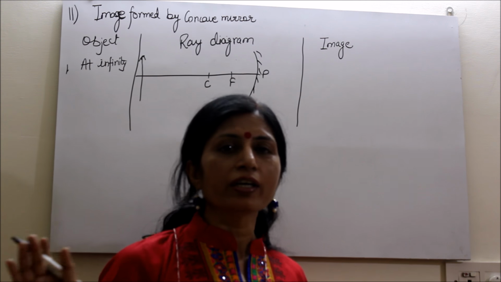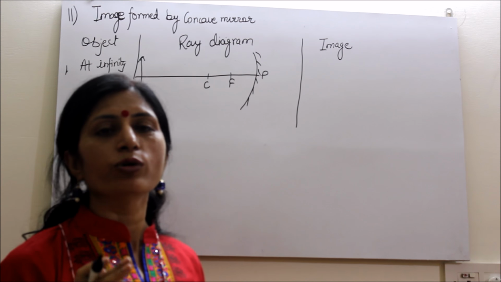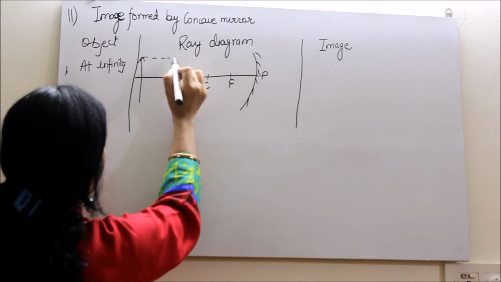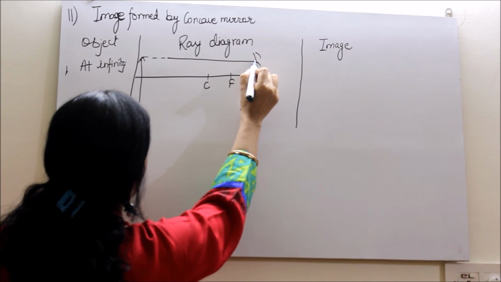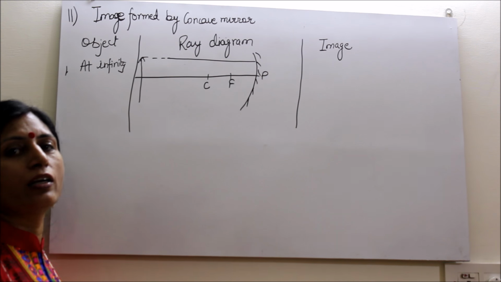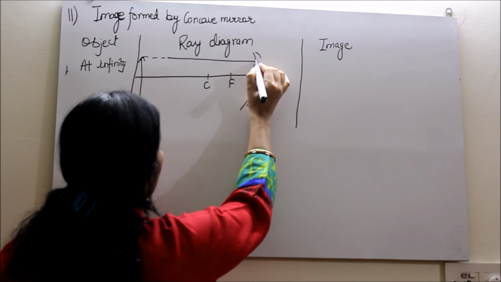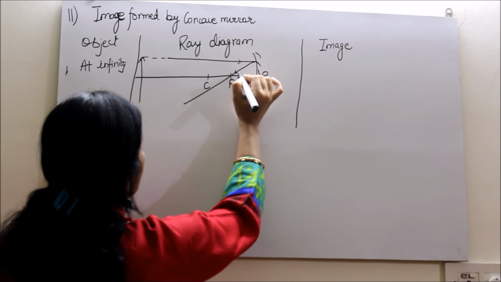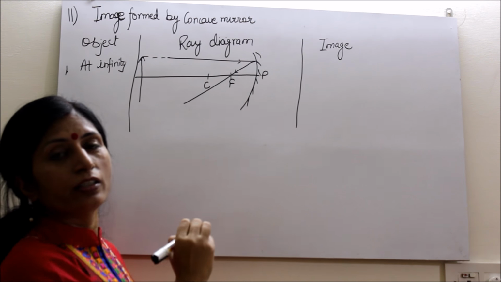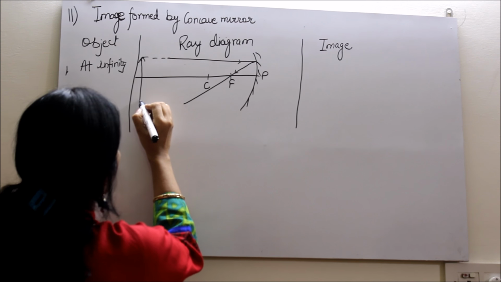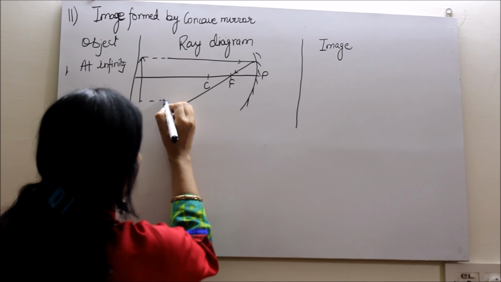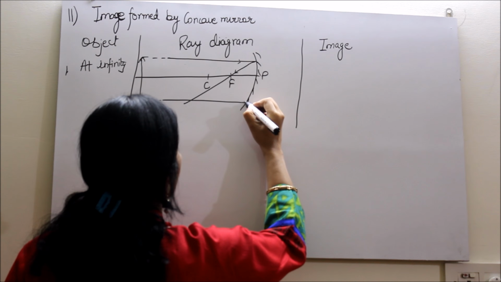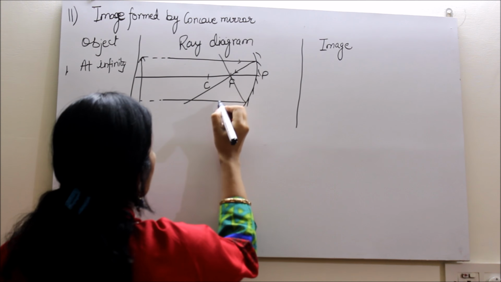Infinity is very far away, so whatever rays come from there, take them as dotted rays. All these rays are dotted, and then from here a ray of light which is parallel to the principal axis after reflection passes through focus, and take another ray of light below the principal axis which is parallel to the principal axis; after reflection it passes through focus.